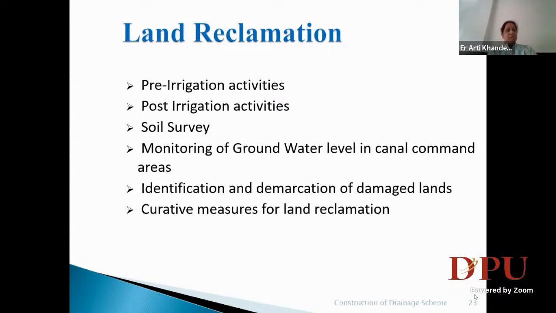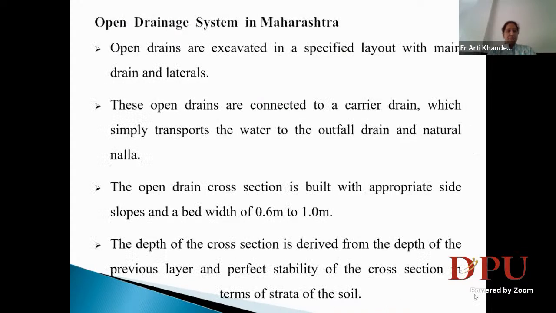Post irrigation, they take soil samples. They take water table counts at the wells and river, and make a record of how the water table increases or reduces. Soil surveys, different tests of the soil, are done in the damaged and waterlogged areas. They also monitor the groundwater level in the command areas, identify and demarcate damaged land, and plan curative measures for land reclamation.